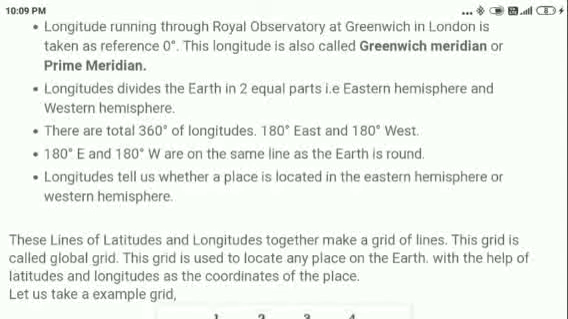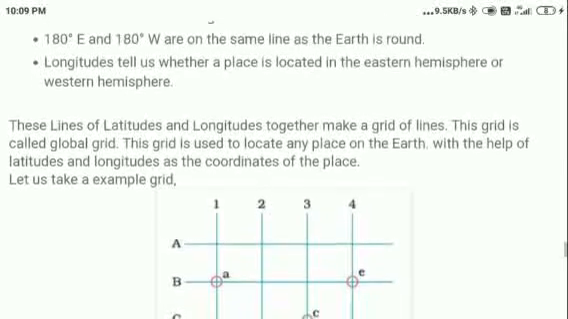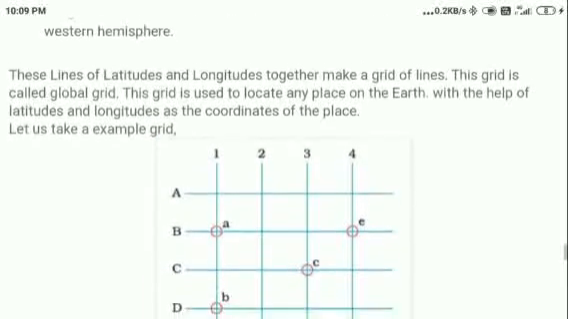Longitudes divide the earth into equal parts, eastern and western hemisphere, and in total they cover 360 degrees, 180 on each side. And the same as we represented north and south in the latitudes, here we represent east and west. So we take the letters E and W. Depending upon that, we can tell the location of any place.